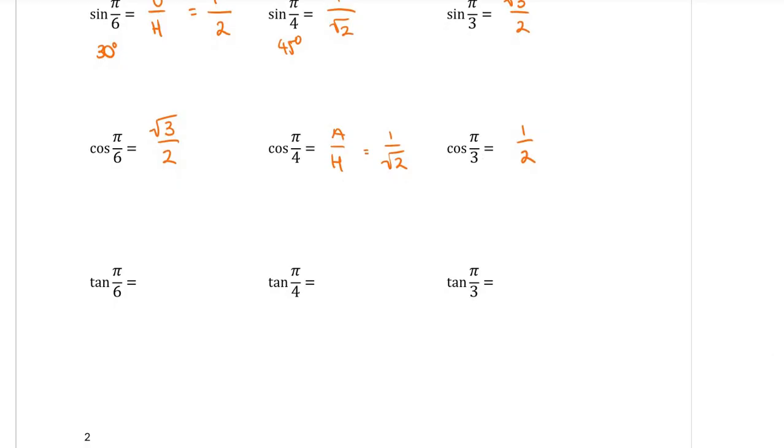Then for tan, looking at pi on 6, we're going to be doing the opposite over the adjacent. In this case, the opposite was 1, and the adjacent was root 3. Then for tan pi on 4, if we've got 1 and 1 on each side, the ratio of them is just 1. And then for pi on 3, it's going to be the reciprocal of pi on 6. But at the same time, if you wanted to work through that, you'd find the opposite is root 3 and the adjacent is 1. So tan pi on 3 is equal to root 3.